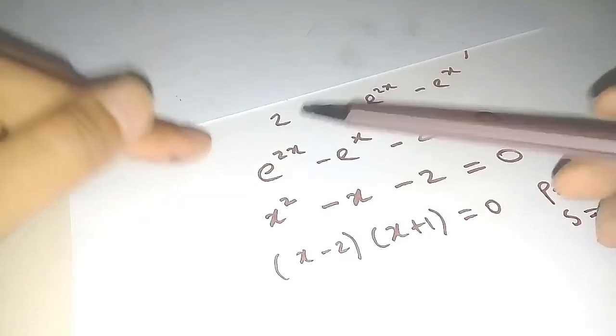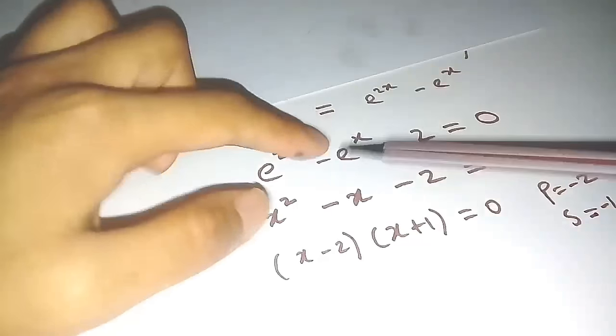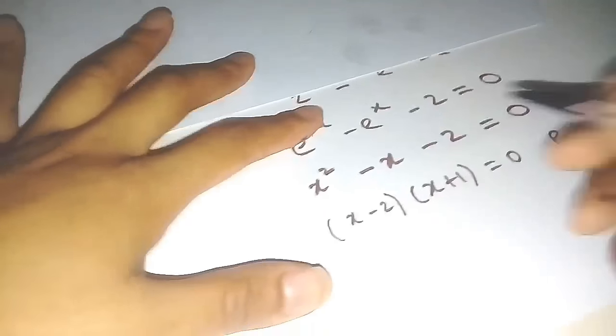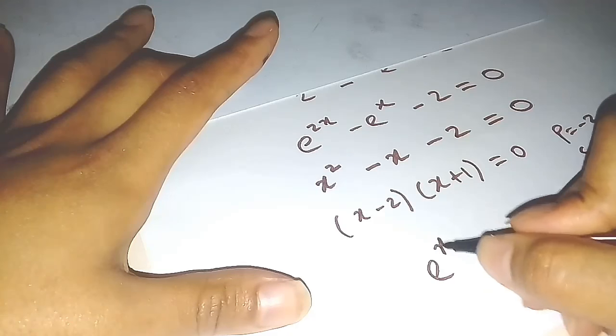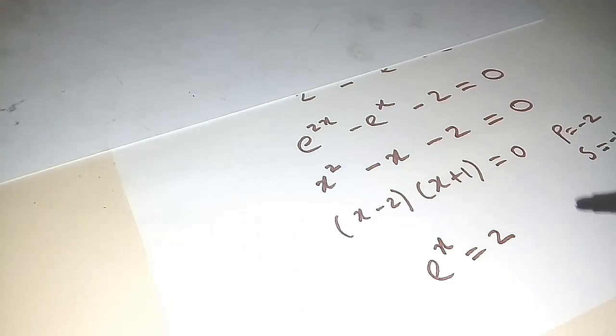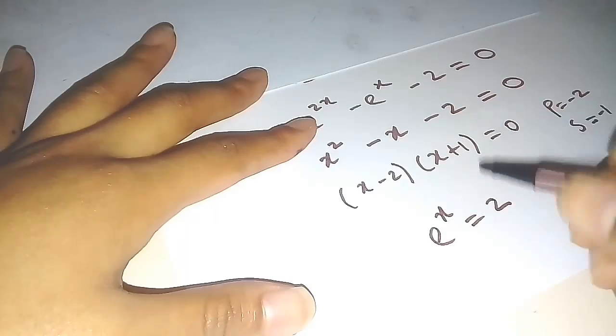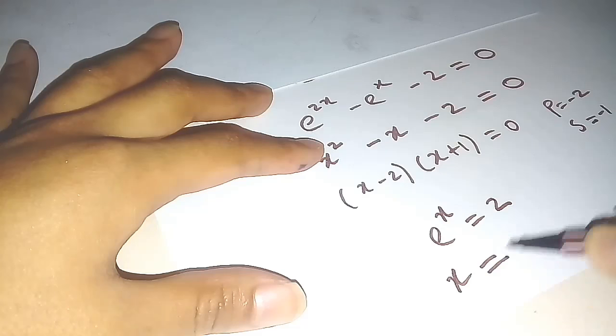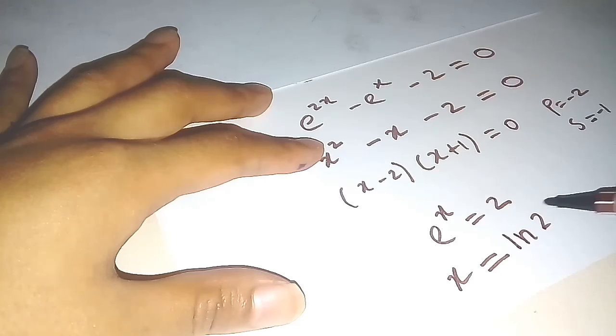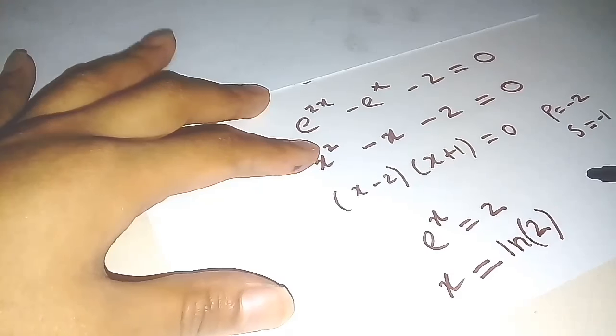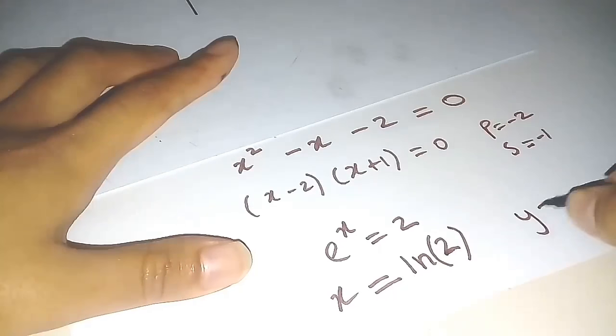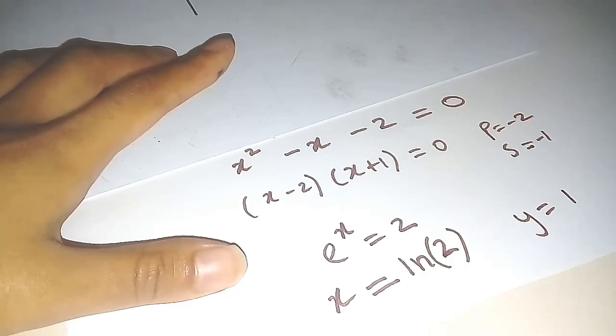Now remember, our original equation said e to the power of x, not x. So e to the power of x is equal to 2. Now applying natural logarithms, this gives us x is equal to ln of 2. And if you plug that back into the equations, you end up with y is equal to 1.